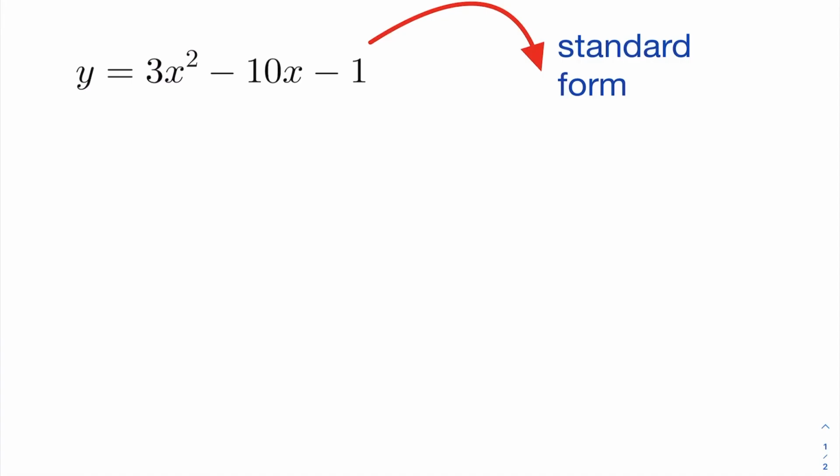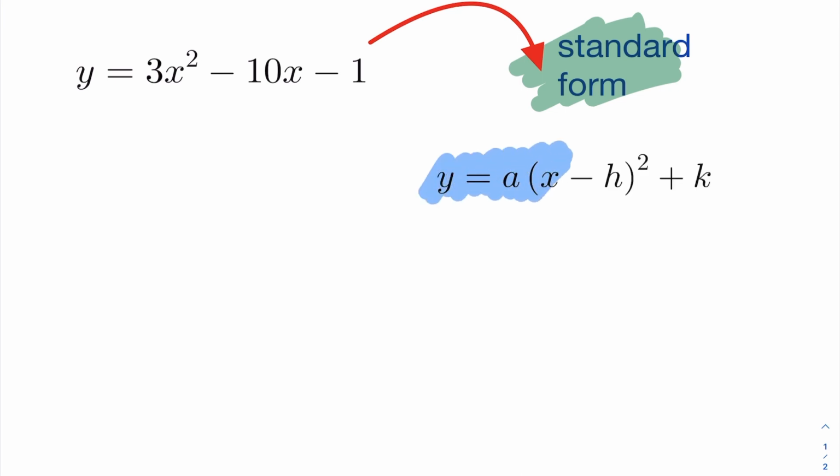All right, we're going to do a quick lesson here on converting from standard form to vertex form. So we are in standard form here, as you can see, and we want to go to vertex form. So the first thing to remember is that to go to vertex form, the equation must be y equals a(x minus h) quantity squared plus k.